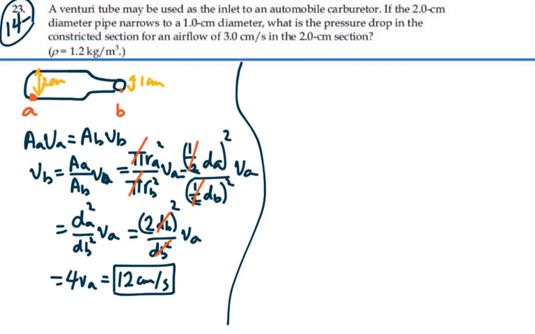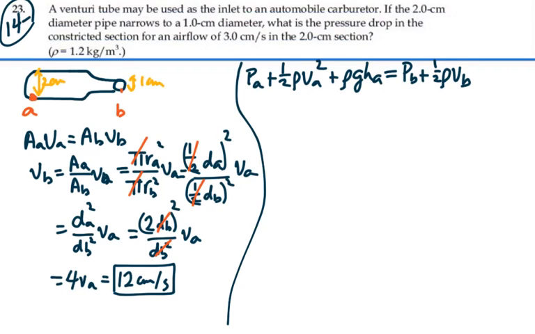Now let's apply Bernoulli's equation. The absolute pressure at A plus 1/2 the density times the velocity at A squared, which is the kinetic energy per volume, plus rho g height at A, which is the potential energy per volume, is equal to the absolute pressure at B plus 1/2 the density times the velocity at B squared plus rho g height at B. But we can define our height, in this case, on a level plane to be 0.